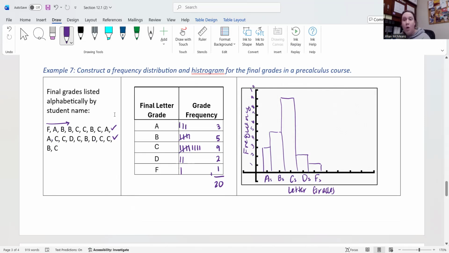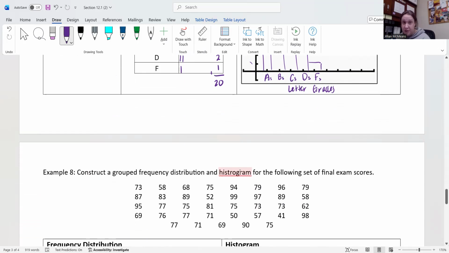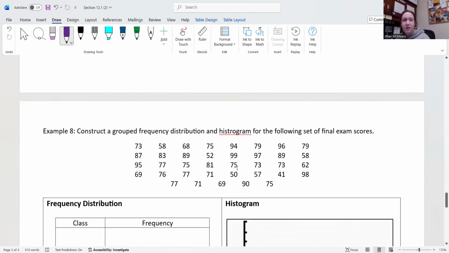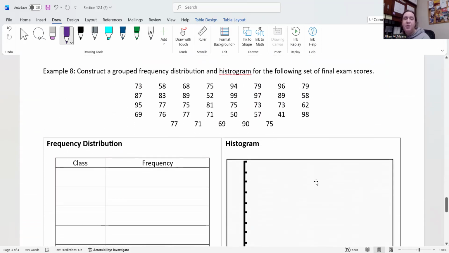Okay. One more example, and then we are done with frequency distributions. We have one more really short video after this. So it says, example 8, construct a grouped frequency distribution and histogram for the following set of final exam scores. So you have seen these numbers before, I think. I don't want to swear to it, but I think you've seen these numbers before.